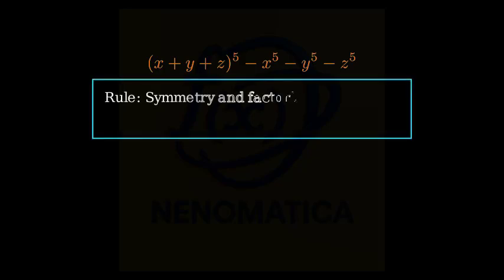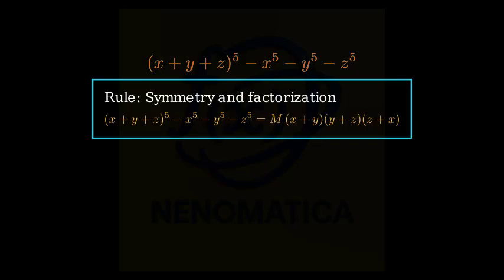Step 1. Because the expression is symmetric in x, y, and z, and because setting x equal to negative y makes the whole expression 0, the expression must be divisible by x plus y. By symmetry, it is also divisible by y plus z, and by z plus x.